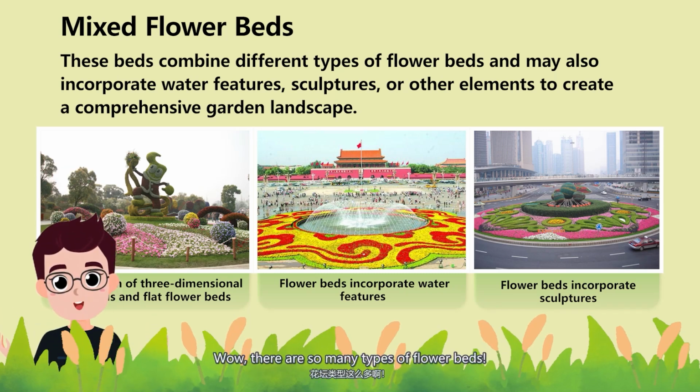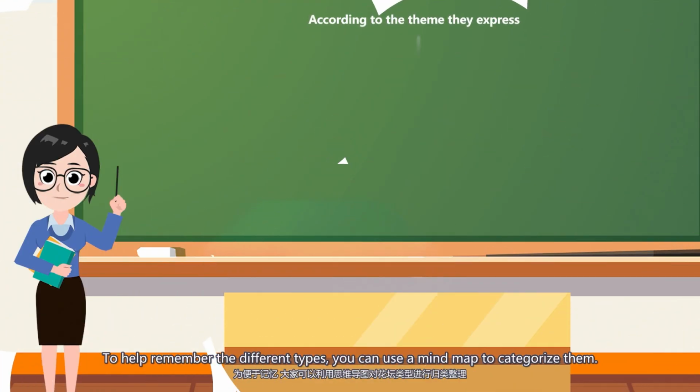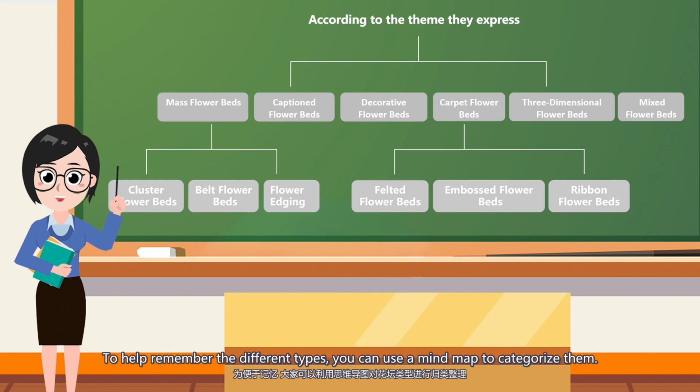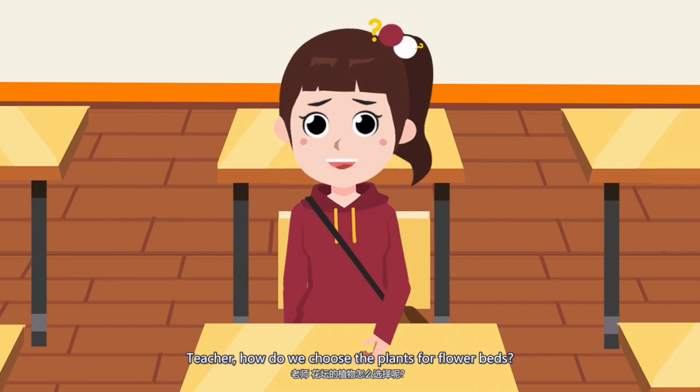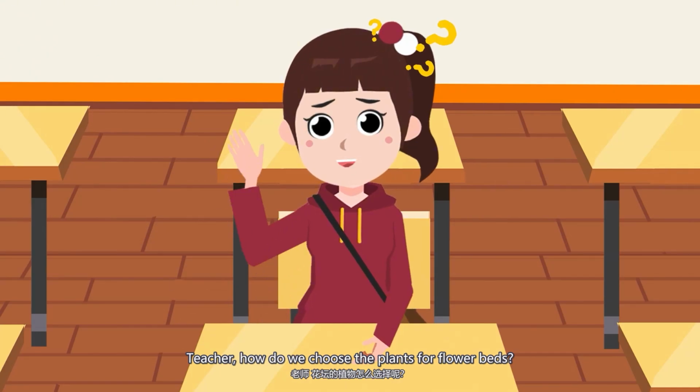Wow, there are so many types of flower beds. To help remember the different types, you can use a mind map to categorize them. When you see flower beds in parks, you can identify the type based on what you've learned. Teacher, how do we choose the plants for flower beds?